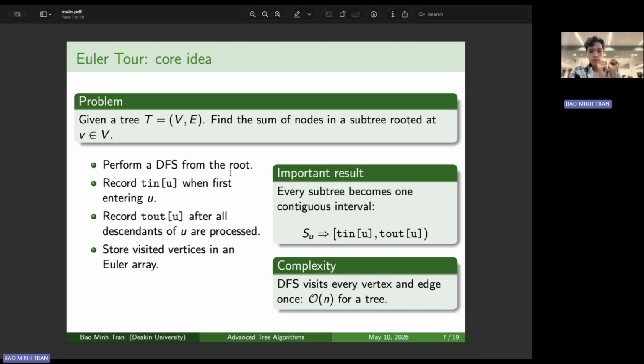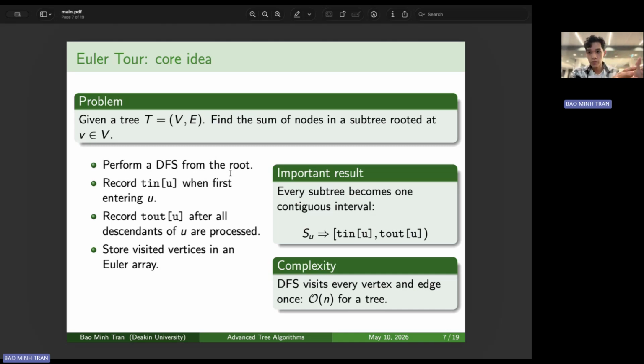So here, the routine is a combination of pre-order and post-order traversal. Firstly we visit a node and record it in T in, which is the pre-order. Then when we finish visiting all the descendants, we get out of it and record it in T out. This is the post-order. We can also have an auxiliary array, like an Euler array, holding the order of the visited nodes.